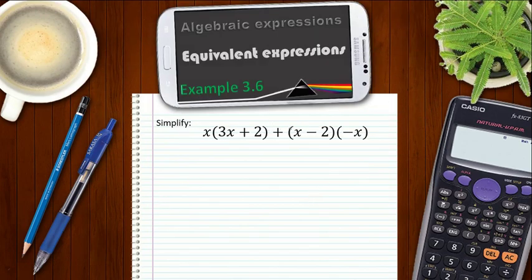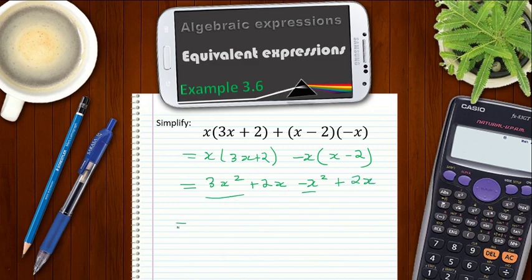Okay, now once again we've got this minus x over here, so I'm going to rewrite this as minus x minus 2. Okay, so then I just multiply in minus x. So this is then 3x squared plus 2x minus x squared plus 2x. Here are my like terms. They are 3 minus 1, so that's 2x squared, and then 2x plus 2x is 4x.